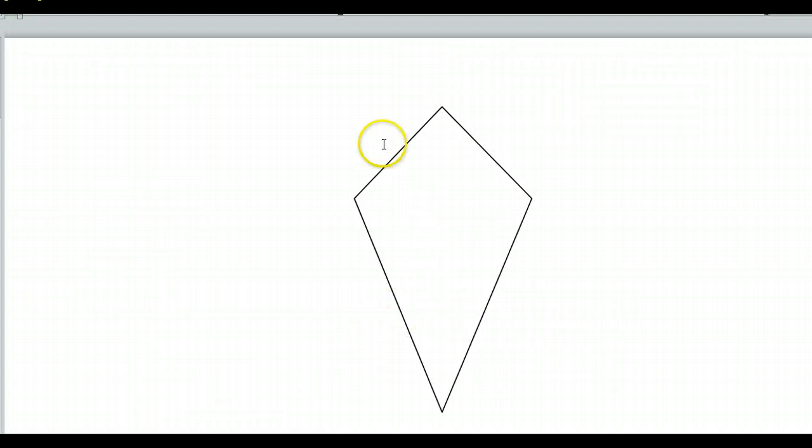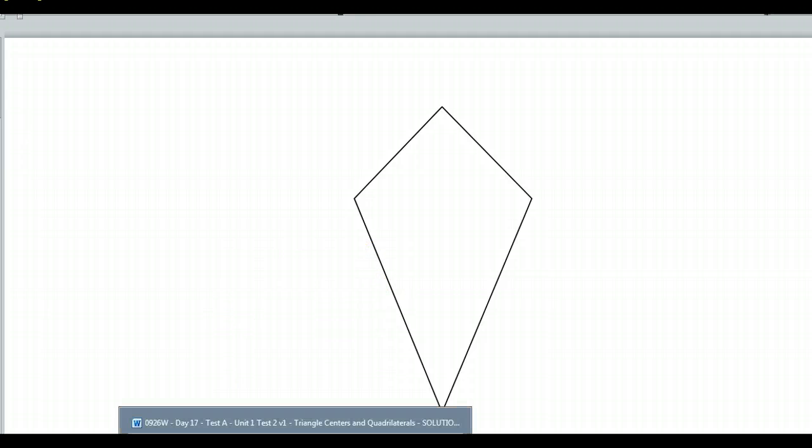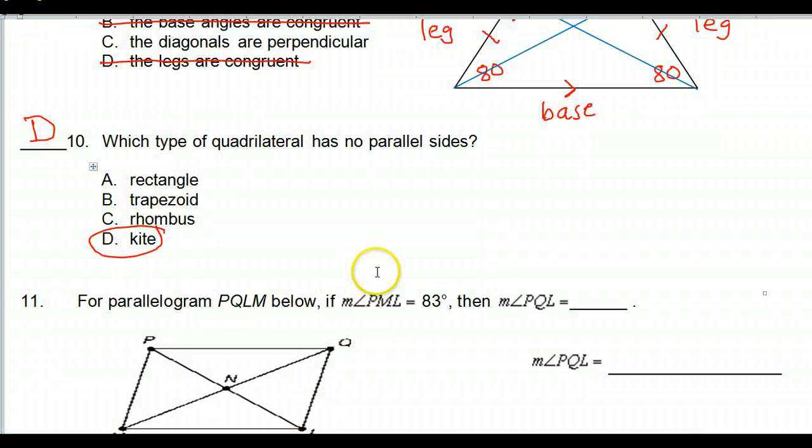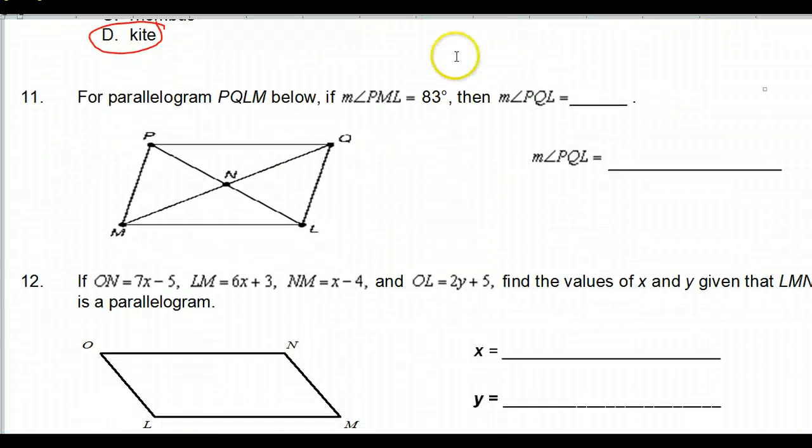Just to be thorough, this is what a kite looks like. Notice that none of these sides are parallel, just like I said. Anyway, back to the test. Number 11.